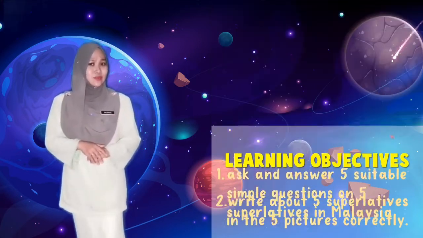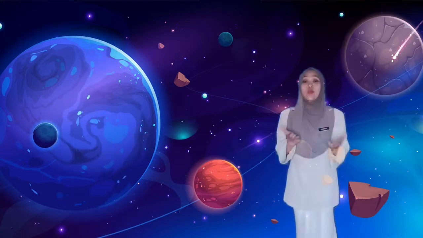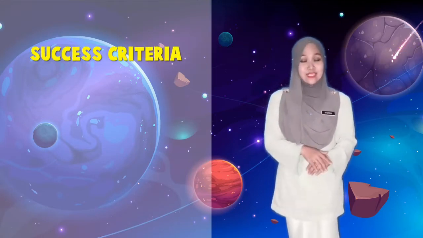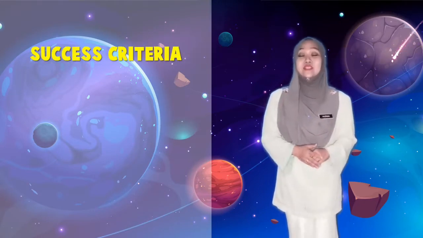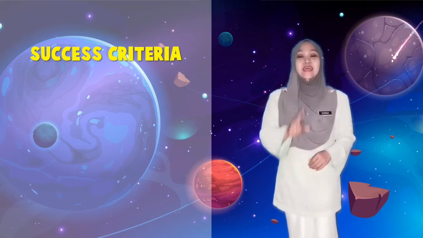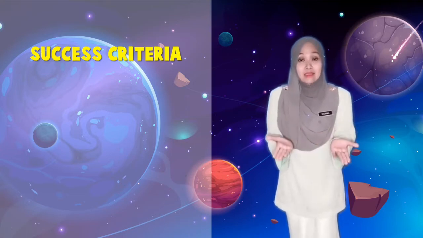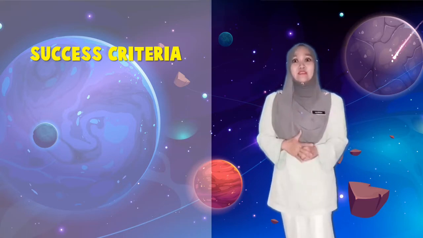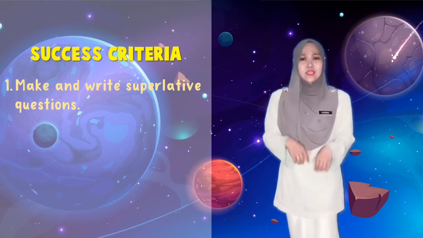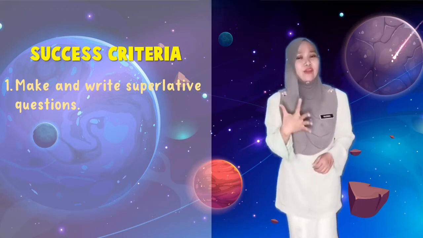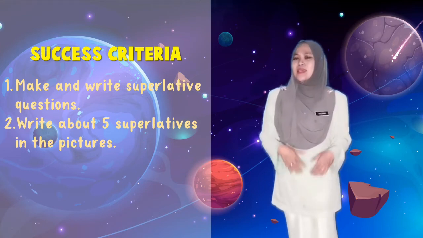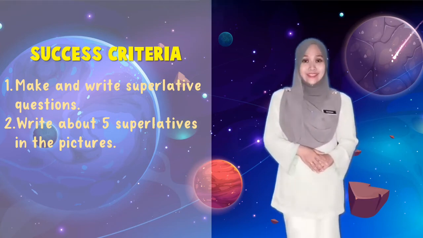How about the success criteria for today's lesson? What you can do in today's lesson to achieve the learning objectives for today's lesson? Let us look at the success criteria for today's lesson. Number 1, you can make and write superlative questions. Number 2, you can write about 5 superlatives in the pictures. Are you all ready for the lesson today?